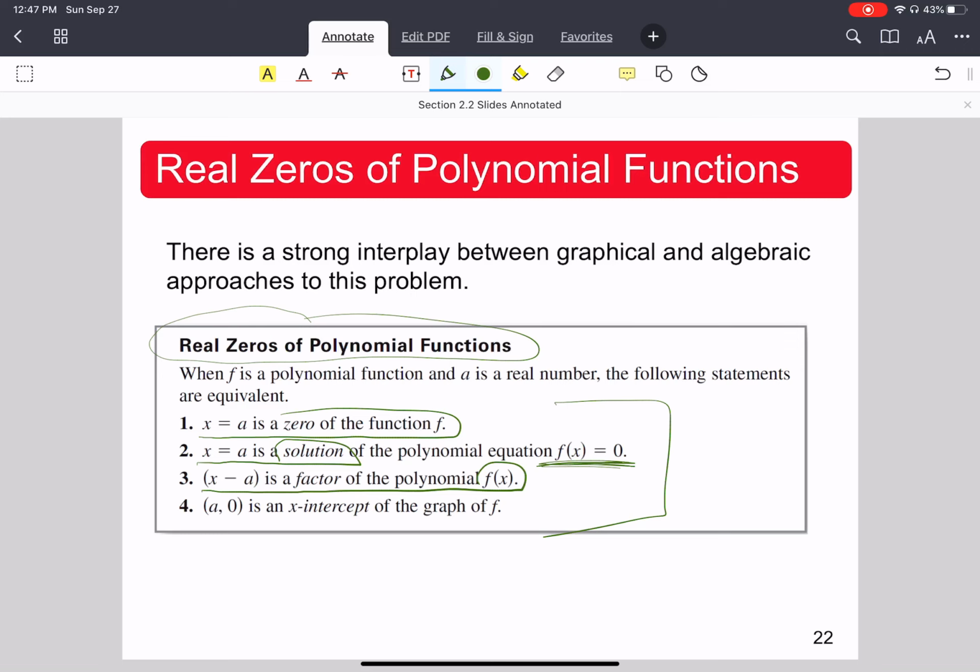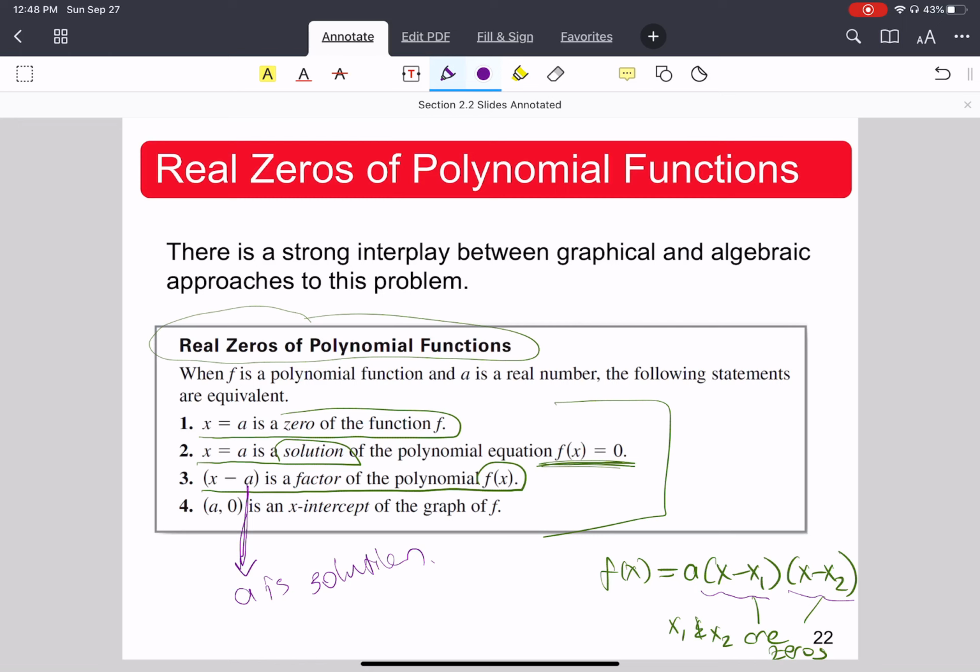You may remember we had the factored form for quadratics. It looks like something like this: a times x minus x1 times x minus x2. You realize what I call these x's, so x1 and x2 are zeros. So factored form gives you these factors, x minus x1 and x minus x2. So these guys are factors. That's why, in this case, a is the solution. It's just a different way of saying it.